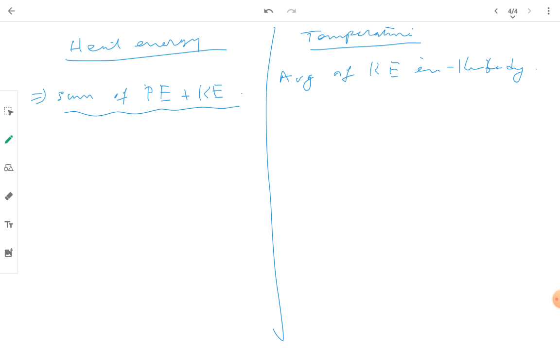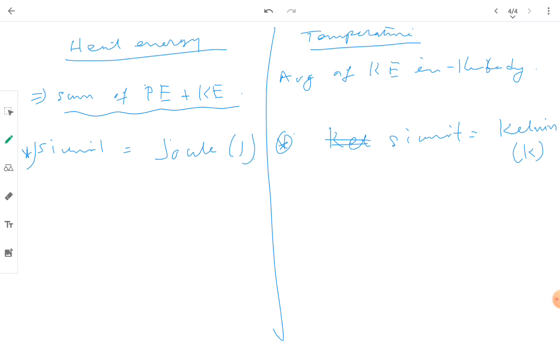Now the SI unit of heat is the joule. This is an energy, so the unit is joule, and the symbol will be J. Number 3, the SI unit of temperature is Kelvin. So we know that this one is in Kelvin.